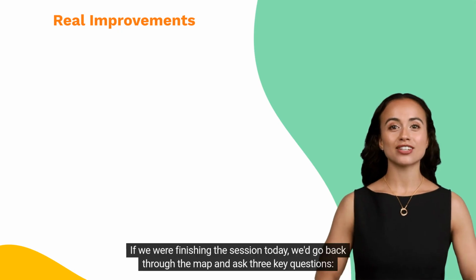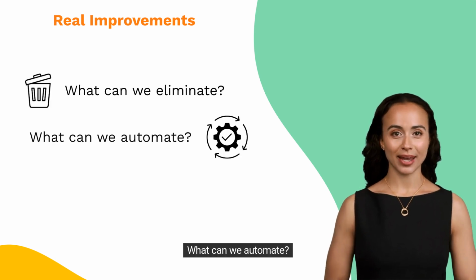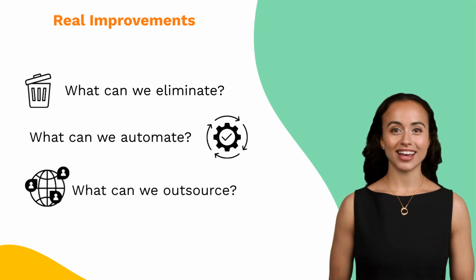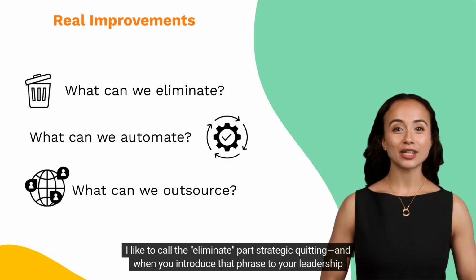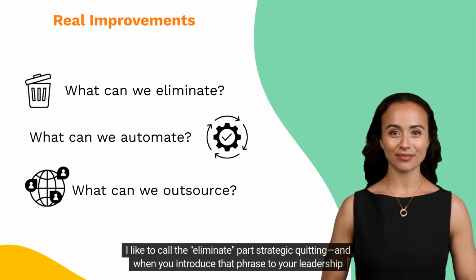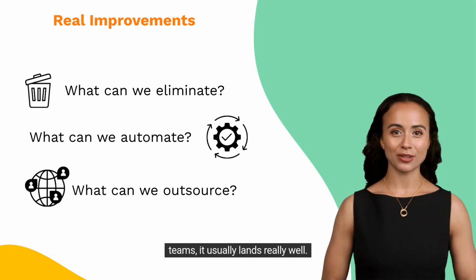If we were finishing the session today, we'd go back through the map and ask 3 key questions. What can we eliminate? What can we automate? What can we outsource? That conversation is where real improvement happens. I like to call the eliminate part strategic quitting. And when you introduce that phrase to your leadership teams, it usually lands really well.